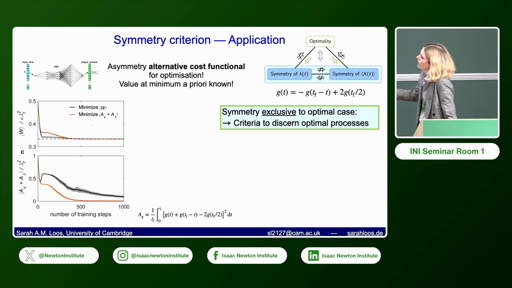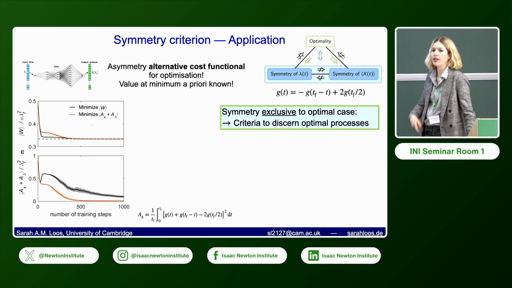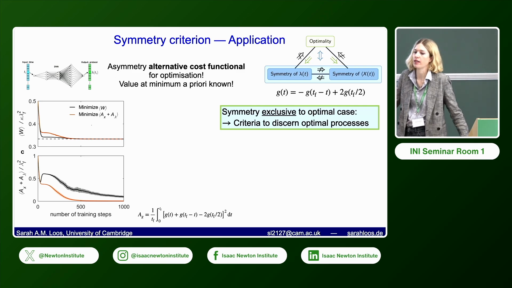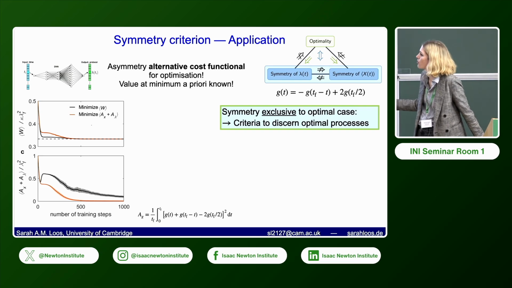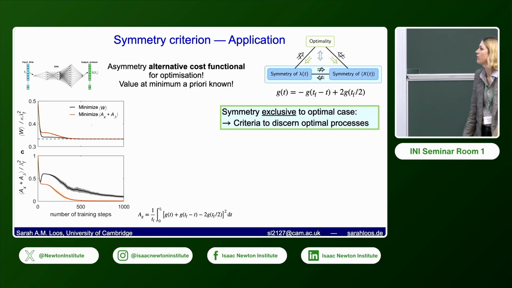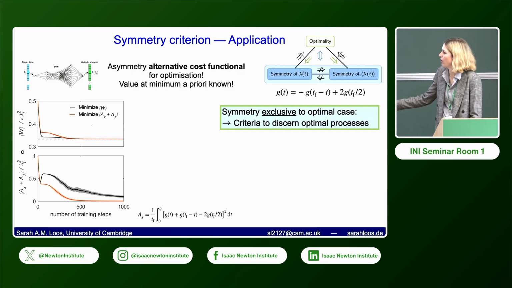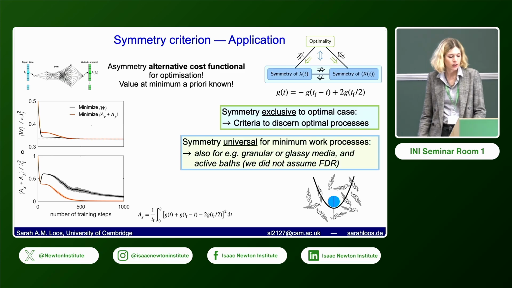So to demonstrate that, we trained a deep neural network first to minimize the work, and then again we trained another one to optimize the symmetry. And what we found is that they both converge. In this case, the asymmetry also leads to a quicker convergence, but this may just depend on the algorithm. So this is just to show that you can use the symmetry as an alternative cost functional.